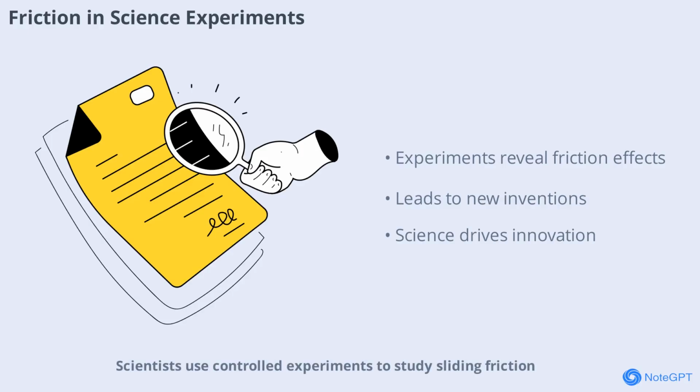Scientists use controlled experiments to study sliding friction. By measuring how different materials interact, they discover new ways to reduce or increase friction as needed. These experiments lead to innovations in everything from sports equipment to medical devices. The ongoing study of sliding friction continues to push the boundaries of what's possible in science and technology.